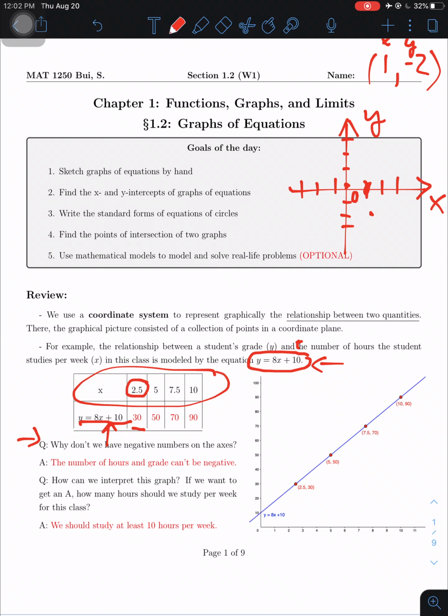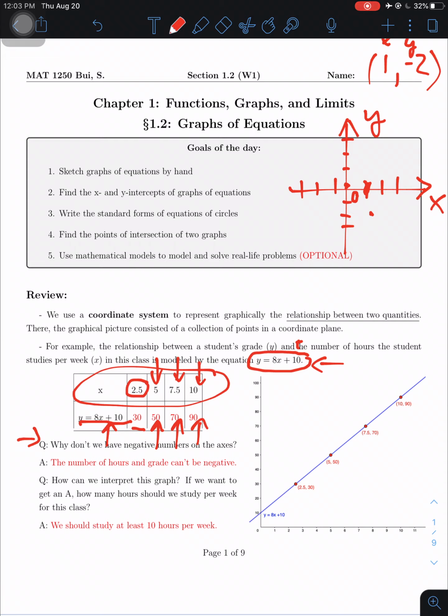And if you repeat the same process for a different value of x, say x is 5, you're going to get y is 50, and for x is 7.5, then y will be 70. For x is 10, we're going to get y as 90. And after that, we're going to write them as points, and then we plot them, right?